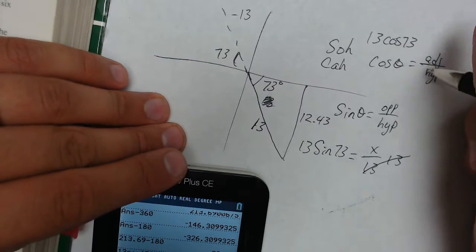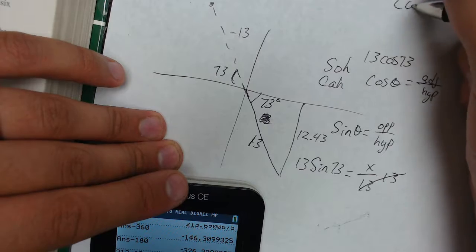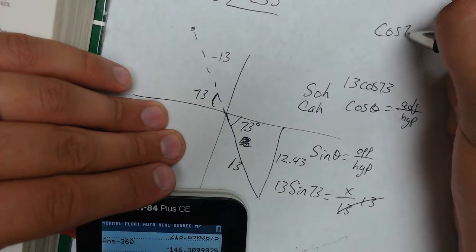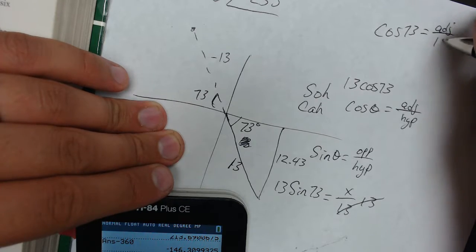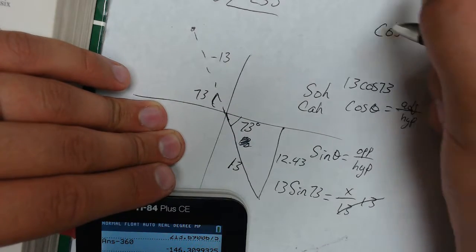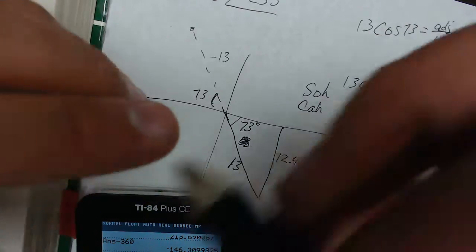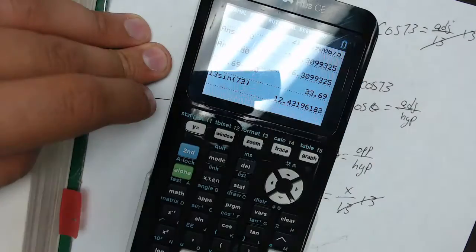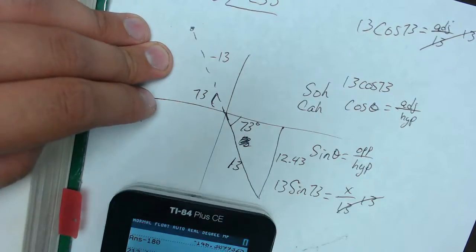for that, we'll go and fill the blanks. The equation would become cosine 73 equals adjacent over the hypotenuse of 13. We multiply each side by 13. 13 times cosine of 73 would equal the adjacent. So we'll type that into our calculator. 13 cosine 73. We get 3.80.